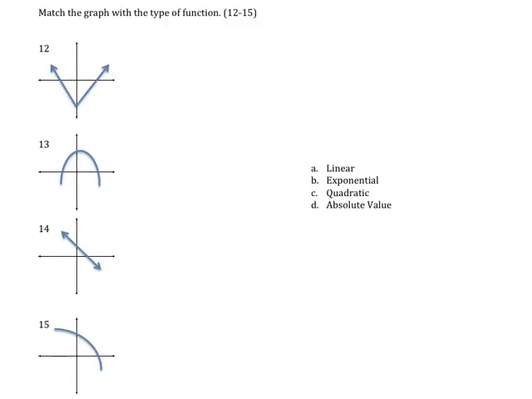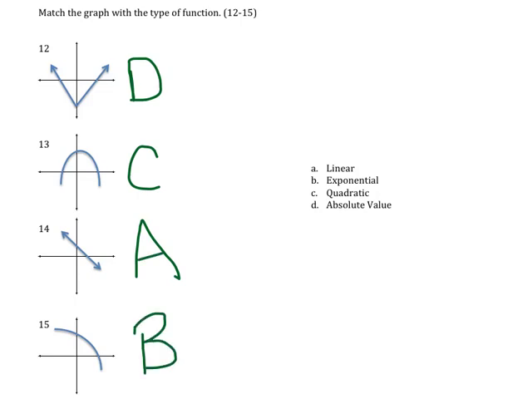Match the graph with the type of function. The first one is an absolute value function, so that's D. 13, it is a parabola, so that's a quadratic function, which is C. 14 is a line, so that means it's a linear function. And 15 is a slide, so that's an exponential function.